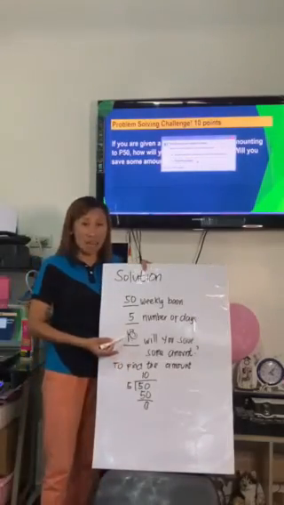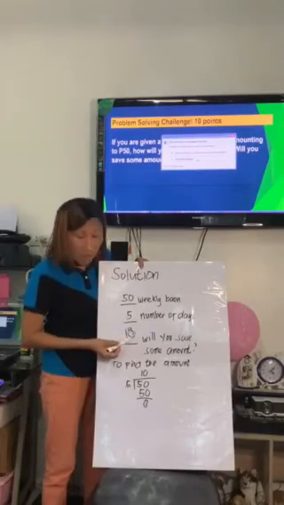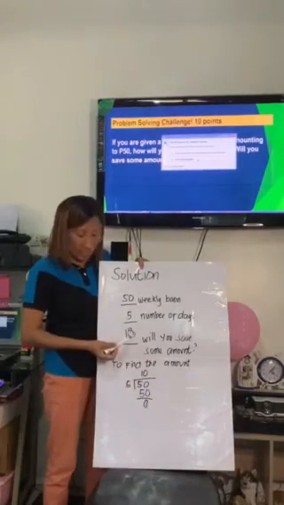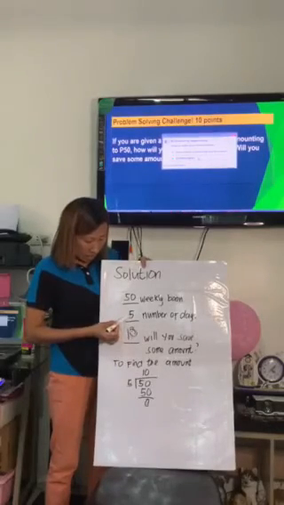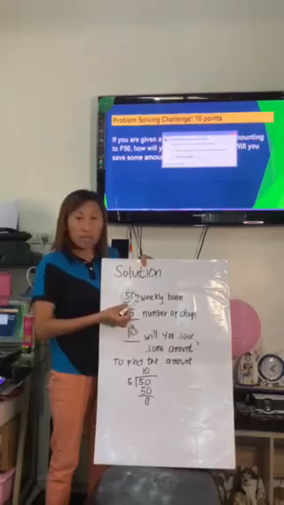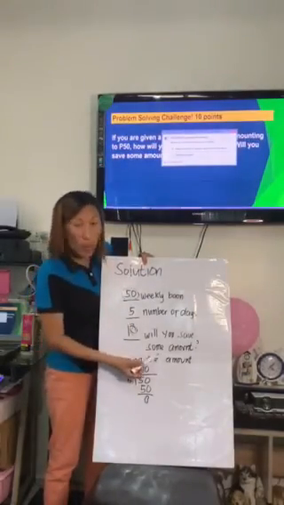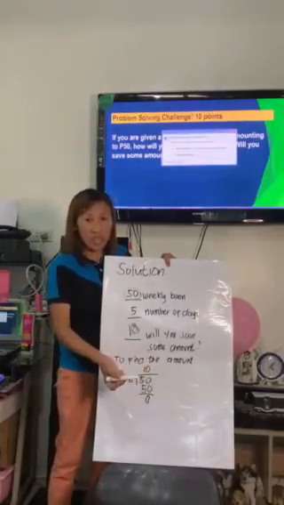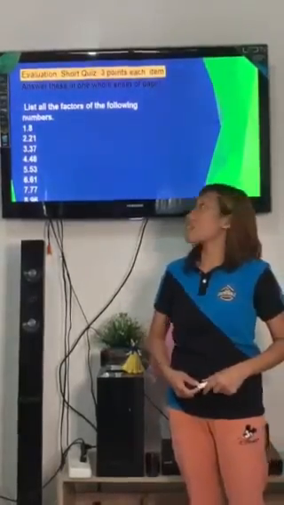She cannot save the amount because here every day of baon is 10 pesos. So within the 5 days, 5 multiplied by 10, the answer will be 50. So there's no extra amount to save. Class, we have a short quiz.